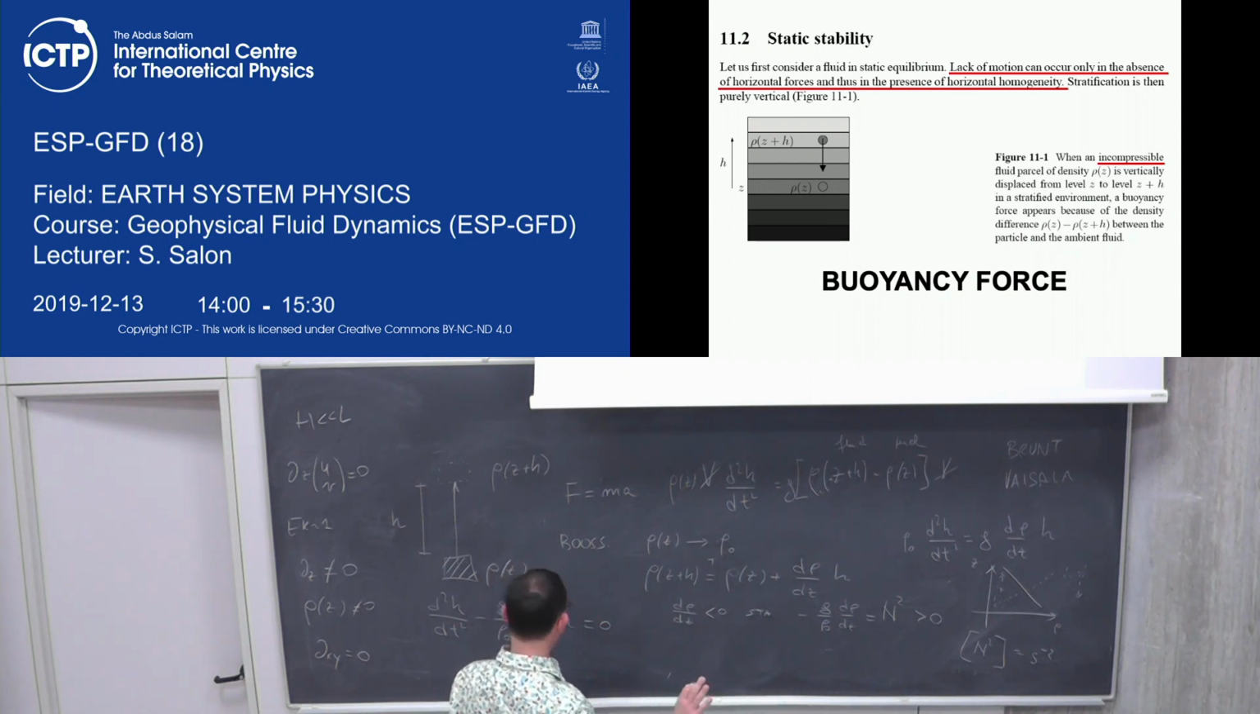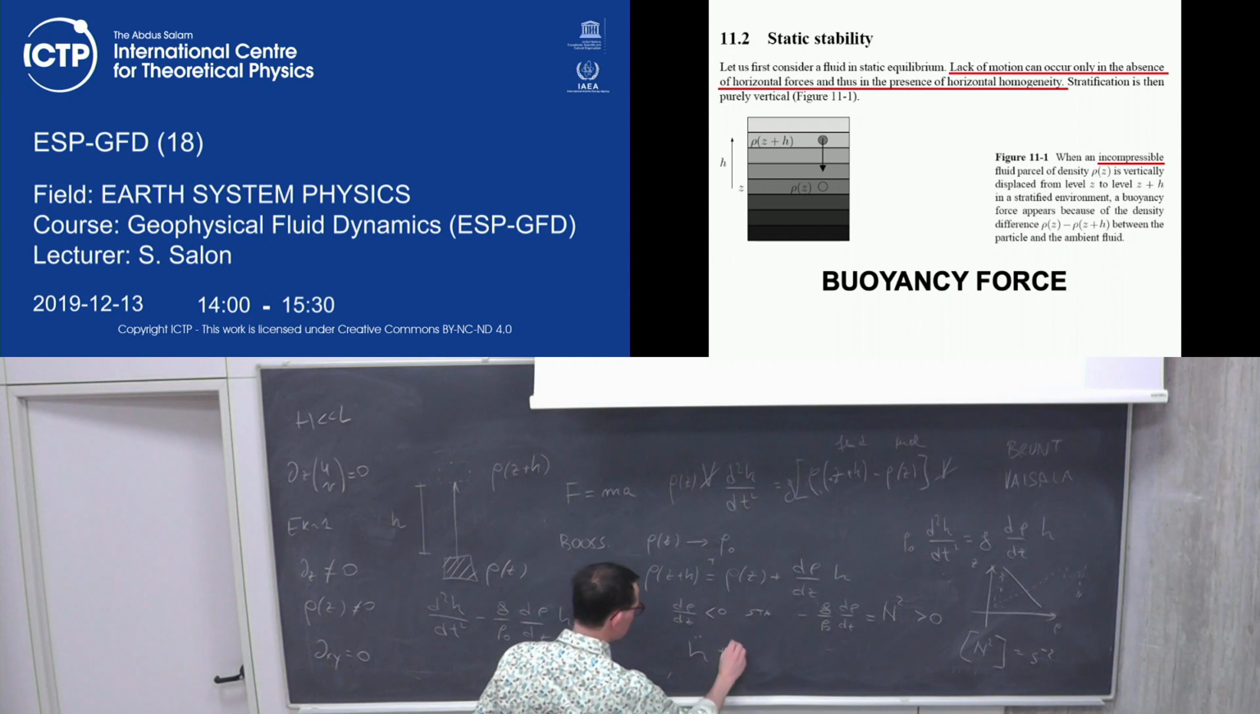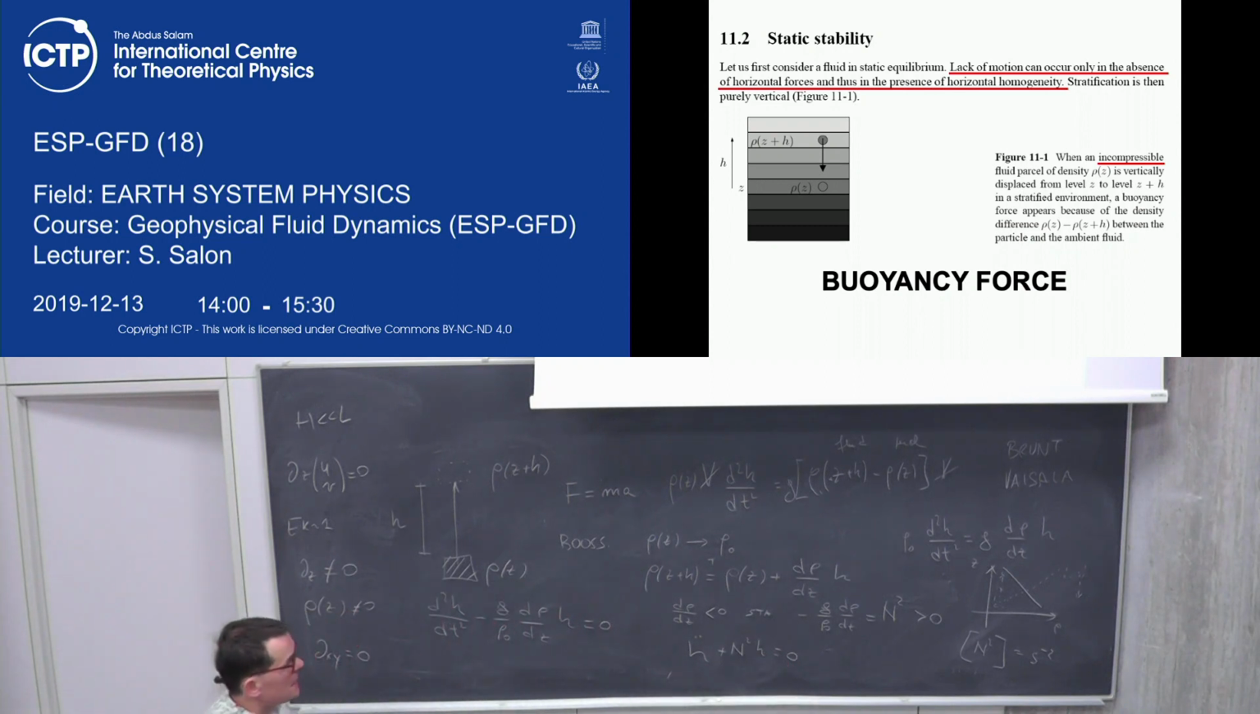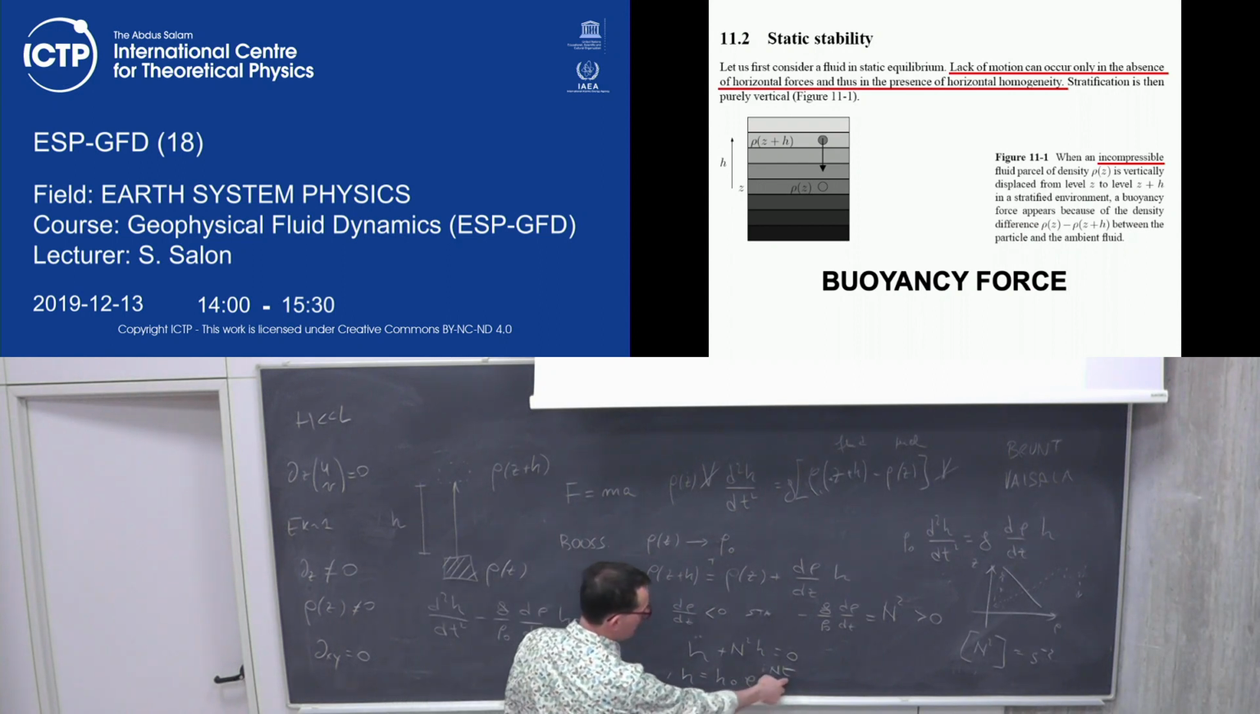So, last thing, and then I stop. If I put this in the equation, I will have h double dot, where I use the double dots to represent the second time derivative, plus N squared h equal to 0. What is the solution of this? h equal h0 times a complex exponential.